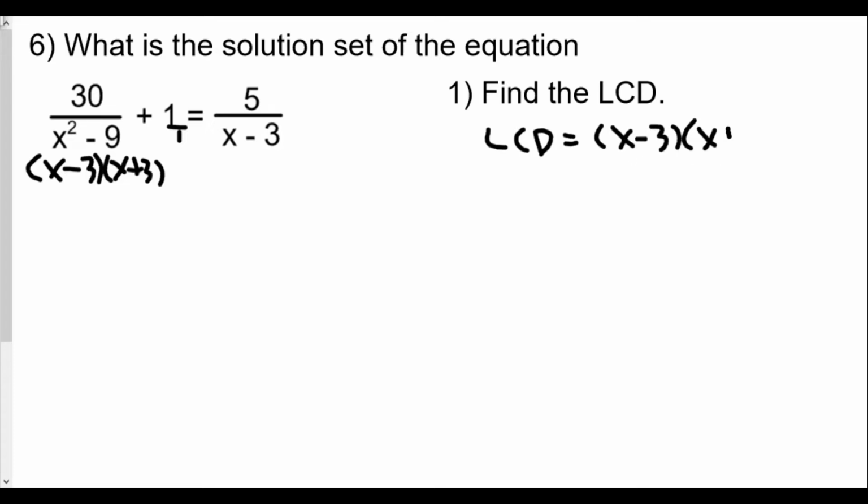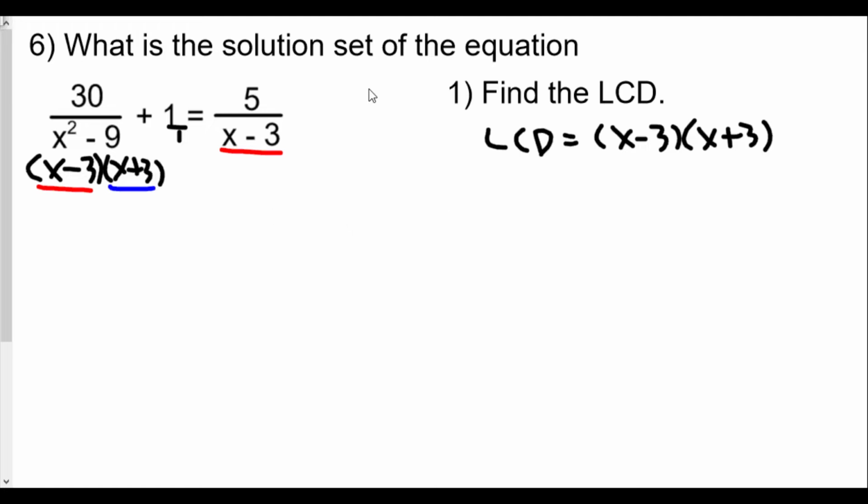Now to find this, you just want to find out what they both have in common, and they both have in common the x minus 3. That's the first part we write down for the LCD. And then we multiply what's left over, which in this case is the x plus 3. So the LCD is going to be the product of the common factor and what's left over.